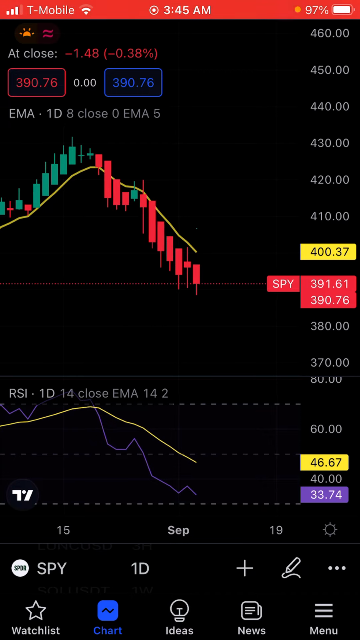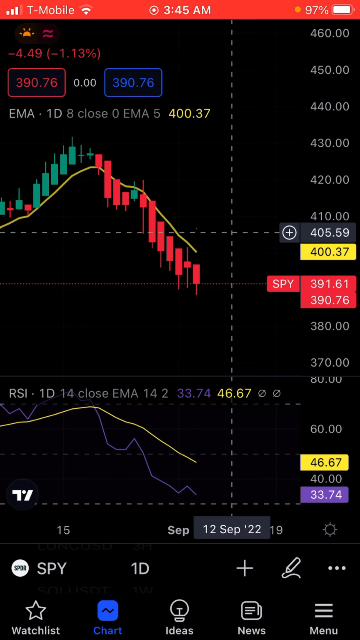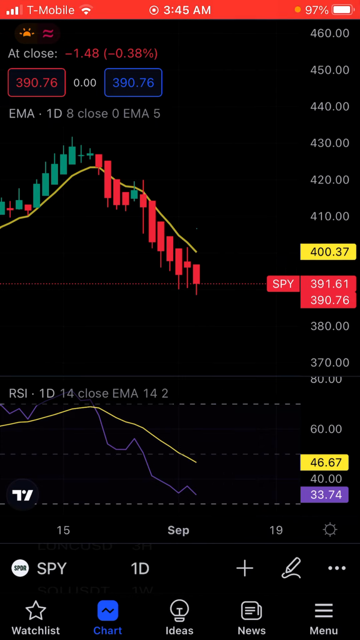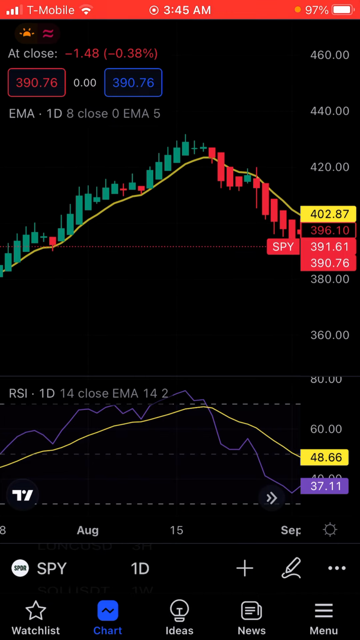So the RSI is still down. So eventually it's going to go back up. So what I'm doing personally is I'm saving up enough to buy a contract for 3 weeks. The moment I see the green candle pushing through the 8 EMA, that's when I'm coming in. So that's the last 2 cycles.